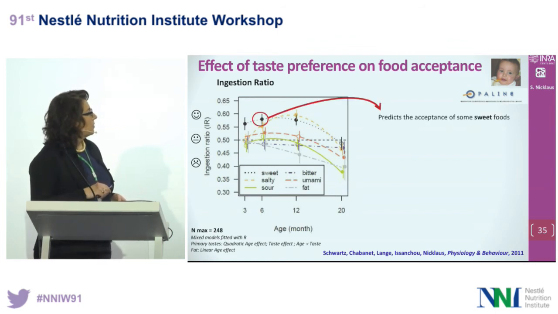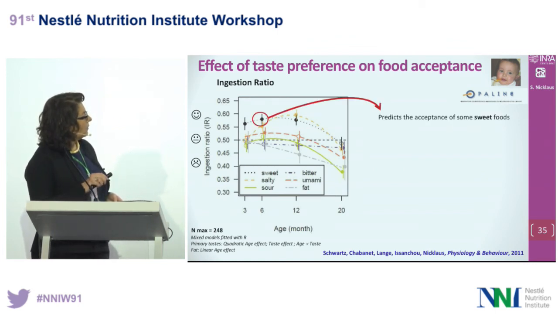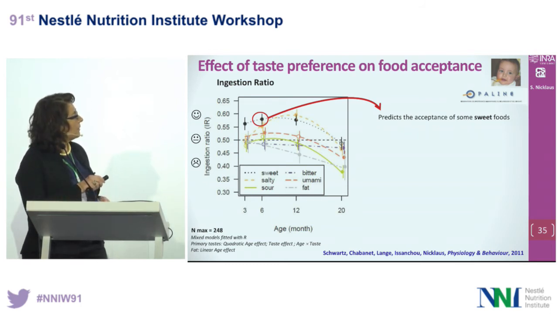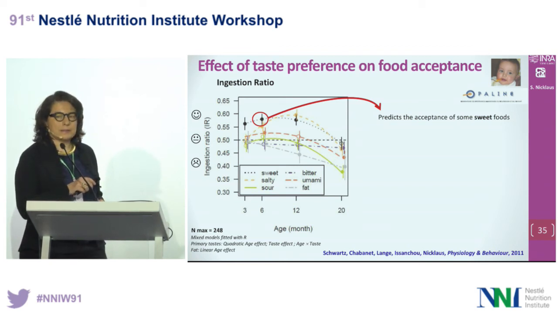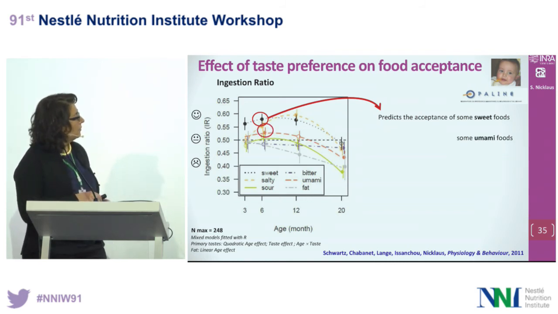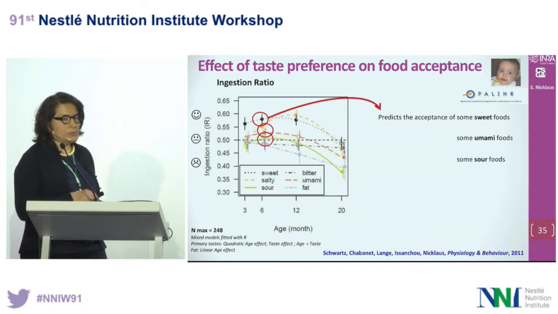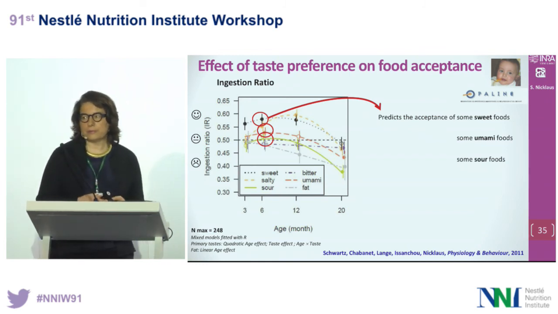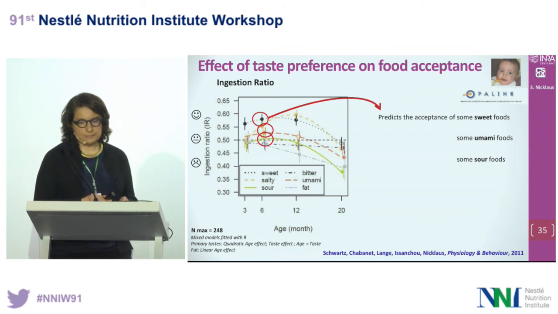When we came back to our data, we looked at whether preference could predict acceptance of food, and we saw that individual variations in acceptance of the sweet taste at 6 months predict the acceptance of some sweet food. So the children who like the sweet taste the most will like sweet food the most. And we found the same regarding umami food and sour food. So really, these preferences also reflect preference for food with a variety of tastes.